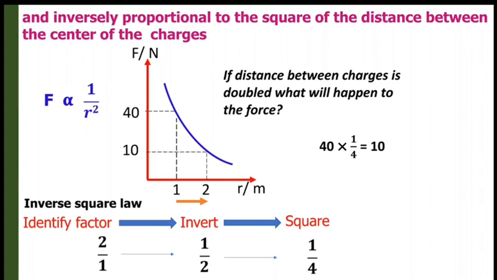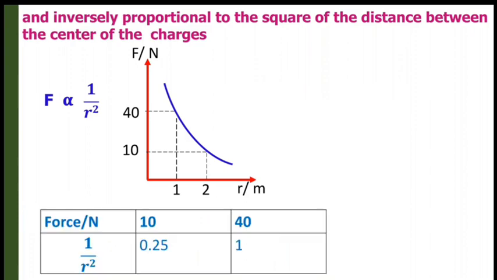Okay, so increasing the distance between the 2 charges decreases the force. Identify the factor that is involved, invert it and square it. We get by how much the force actually decreases. We can now actually get what the new force will be. Alright, we can also plot a graph of force versus 1 over r squared. Now, in the previous graph that we had, we could clearly see the coordinate points. When the force was 10, the distance was 2.